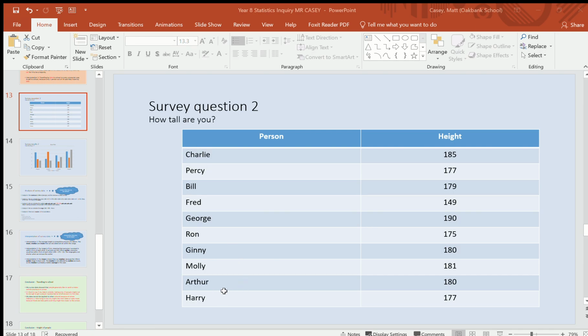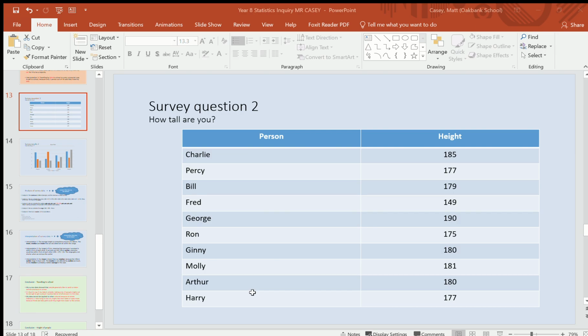So let's do that now. Bill, Fred, George, Ron, Harry. Cool. So we've got the 10 people. Series 1, let's change that to height. Now, same as last time, we don't need to have Series 2 and Series 3 because we've only got one lot of numbers. So we can forget about Series 2 and Series 3, drag that over to there. Cool. Now let's start putting in the numbers.